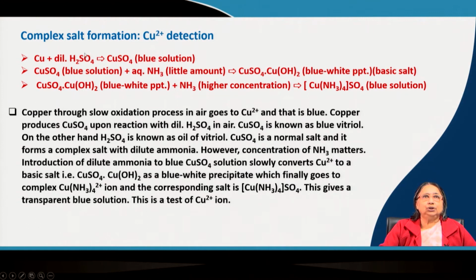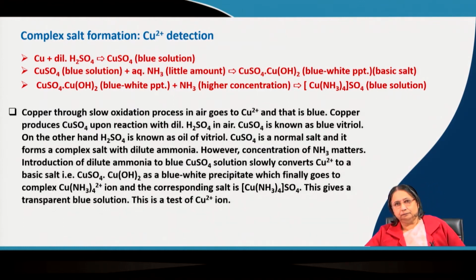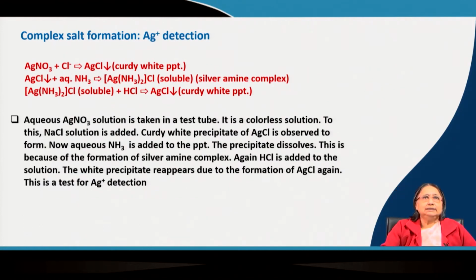This is also shown here as the reaction: copper with dilute H2SO4 gives copper sulphate solution which is blue, then copper sulphate with aqueous ammonia gives this basic salt, a blue white precipitate, and then when you increase the ammonia to a higher concentration, it will form the complex salt. So, this is a very good test of copper ion. Now, a similar thing can happen for silver also, and it is also a silver ion detection.